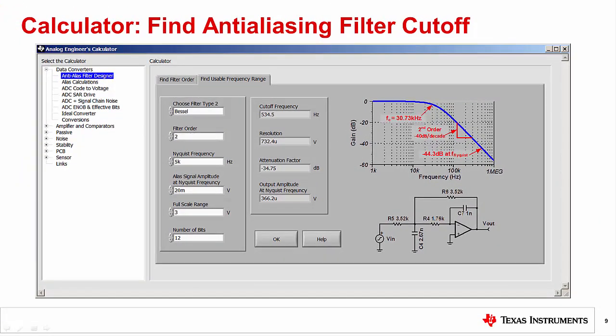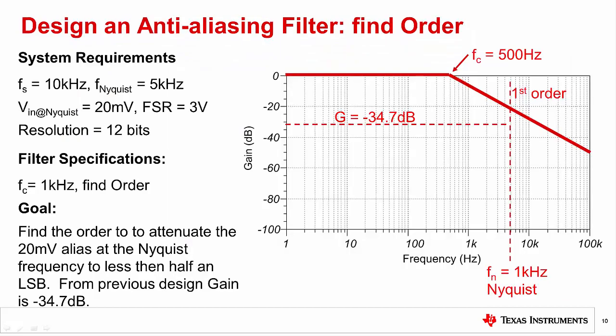Using this approach, we fixed the order of the filter to 2 and adjusted the cutoff frequency to achieve the desired attenuation. Another approach is to fix the cutoff frequency and adjust the filter order to achieve the desired attenuation. Let's take a look at that. Here we will solve the same problem as before, but the cutoff frequency will be fixed at 500 Hz and we will find the filter order needed to achieve the desired attenuation.